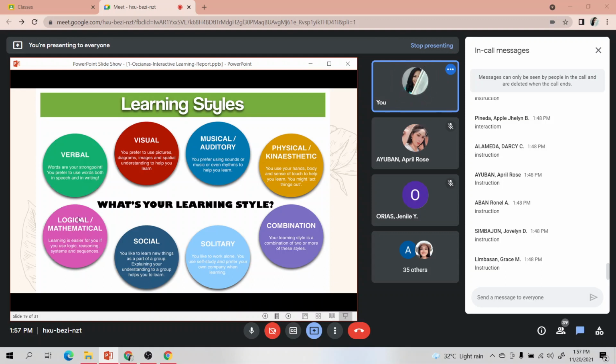And then mathematical or logical. So learning is easier for you if you use logic, reasoning, systems, and sequences. And then social. You like to learn new things as part of a group. Explaining your understanding to a group helps you learn. So kanang mag-peer tutoring mo or mag-group discussion mo. So social.